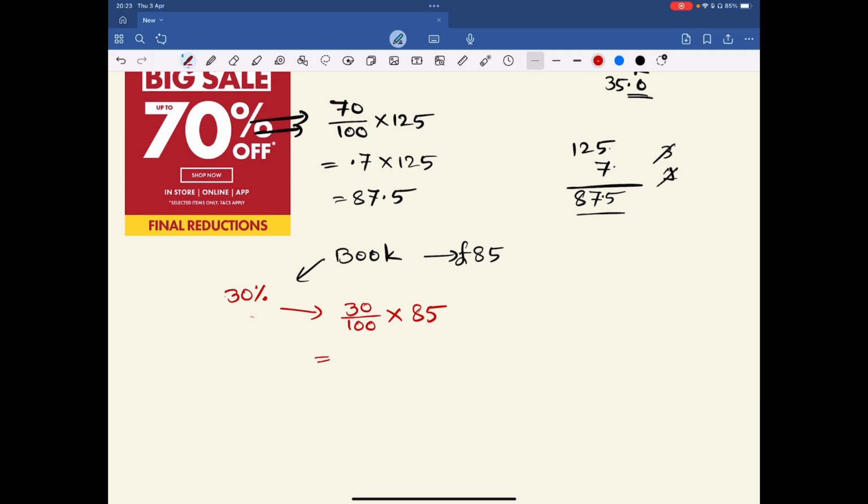Now, do the math. 30 divided by 100. Why? Because we know what fraction means. Fraction means we have to divide the numerator by the denominator.